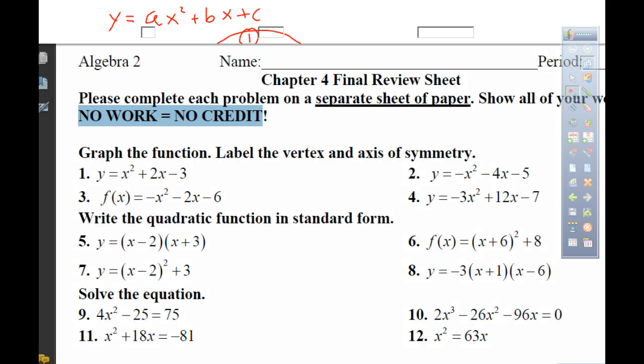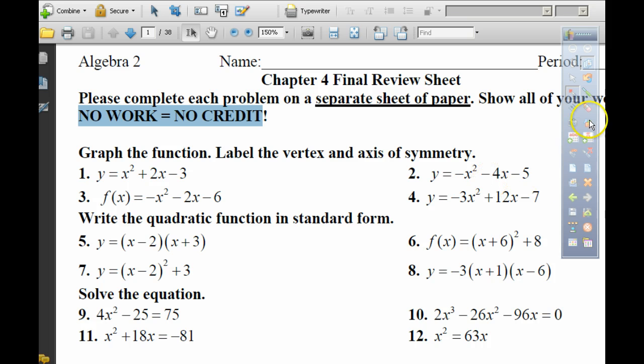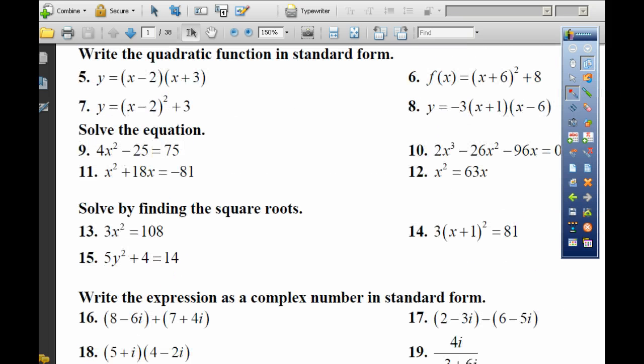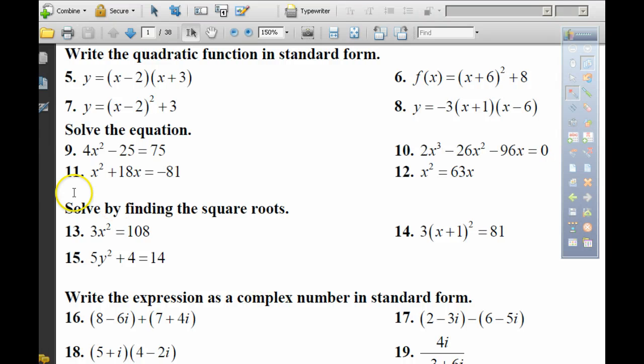All right, good. Okay. Do some solving. Anything in particular you want to look at? 9 through 12. 11? Okay.